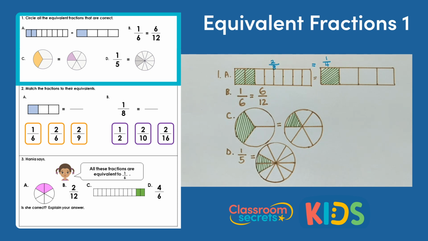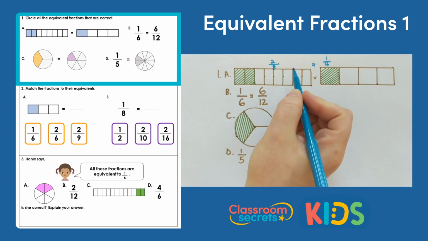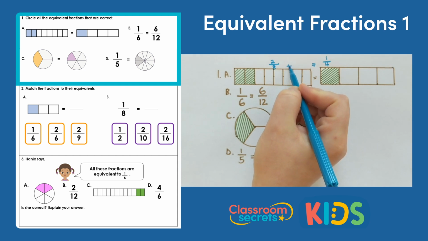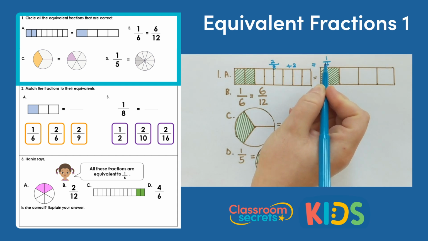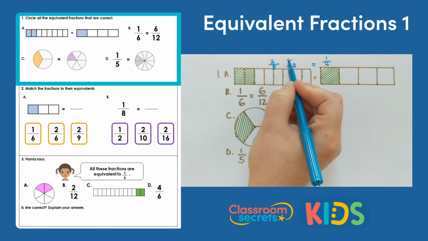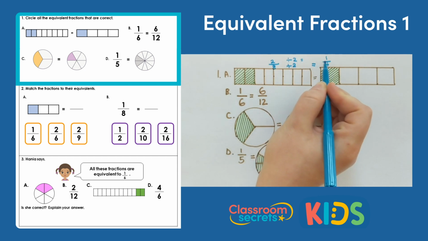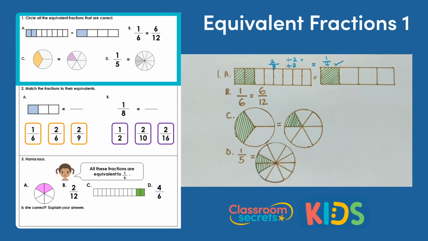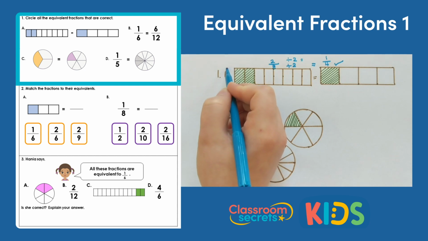To see whether they are equivalent, we can look at the denominators. 8 divided by 2 equals 4. We must do the same to the numerator. 2 divided by 2 equals 1. So these two rectangles do show equivalent fractions. So A should be circled.